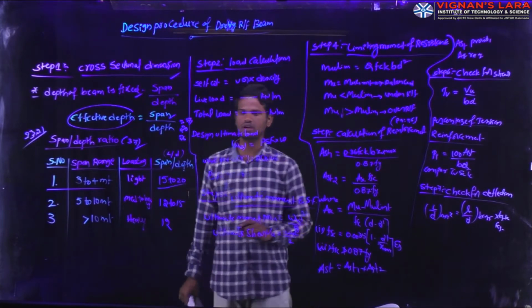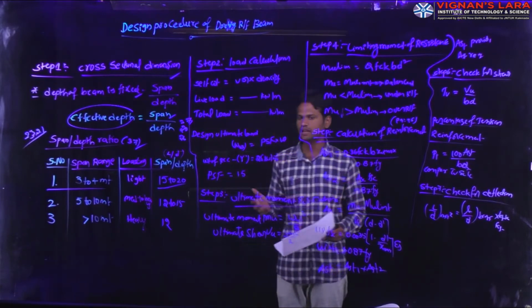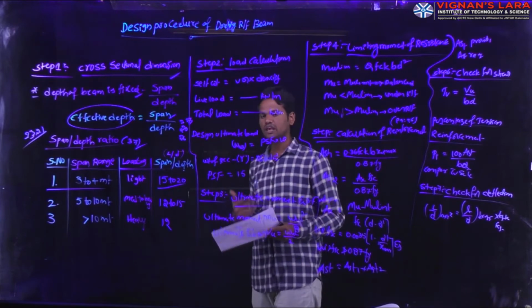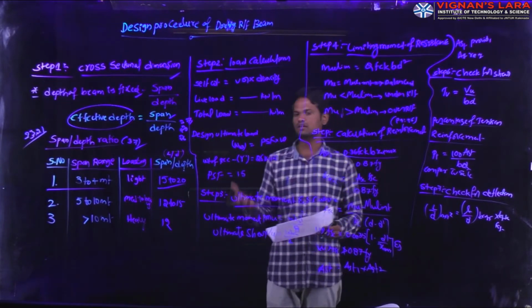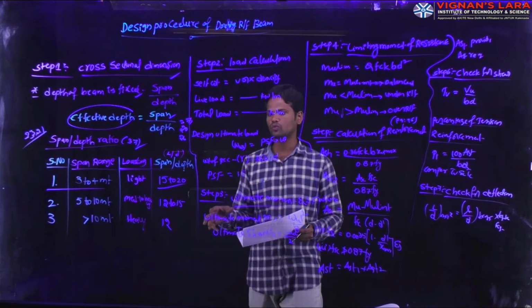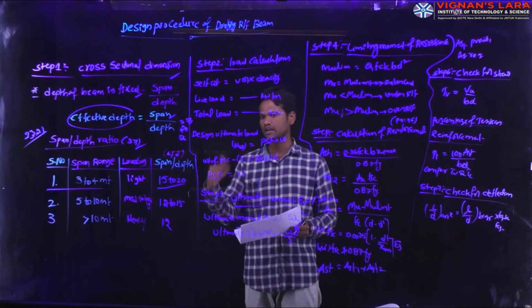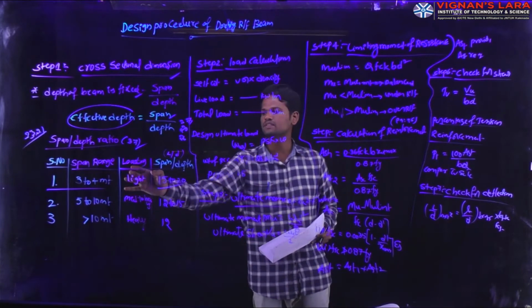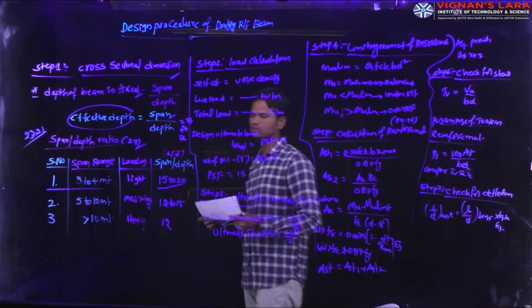Suppose they ask in our examination, design a doubly reinforced beam for a span of 4 meters with a live load of 100 kilonewton per meter, and the grade of the steel and the grade of the concrete they are giving. For those types of problems, based on the span range and the type of loading condition, we have to consider the span to depth ratio in between.